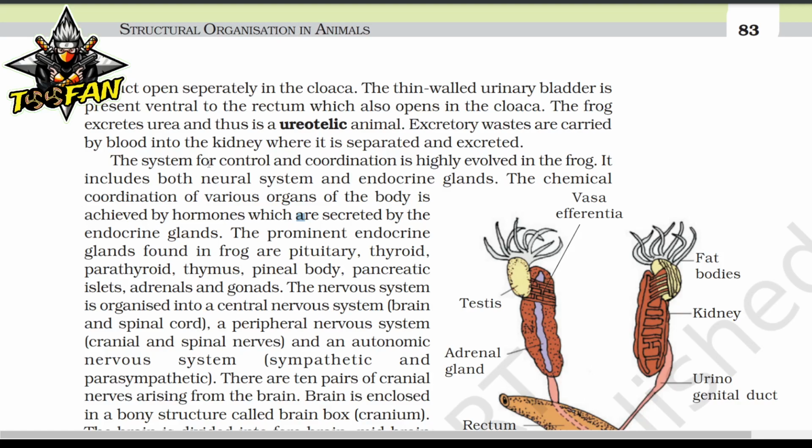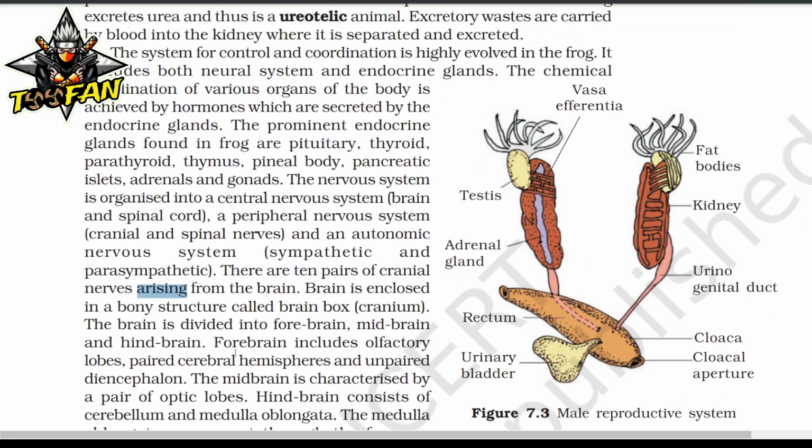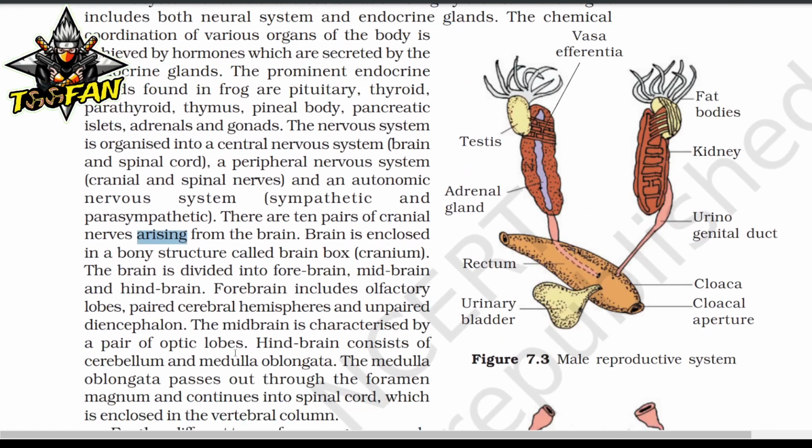The nervous system is organized into the central nervous system, the brain and spinal cord, a peripheral nervous system, cranial and spinal nerves, and an autonomic nervous system, sympathetic and parasympathetic. There are 10 pairs of cranial nerves arising from the brain. Brain is enclosed in a bony structure called brain box, cranium. The brain is divided into forebrain, midbrain, and hindbrain.